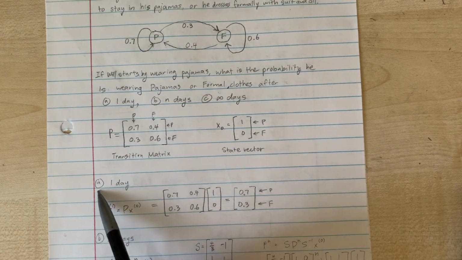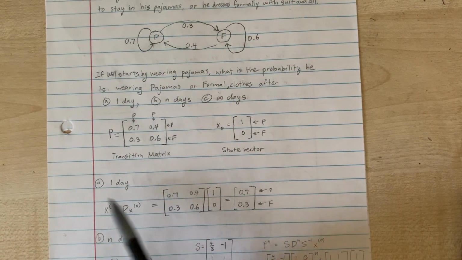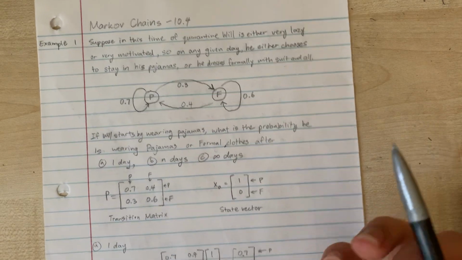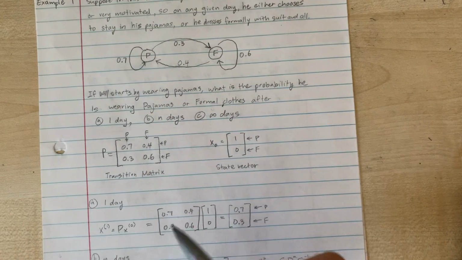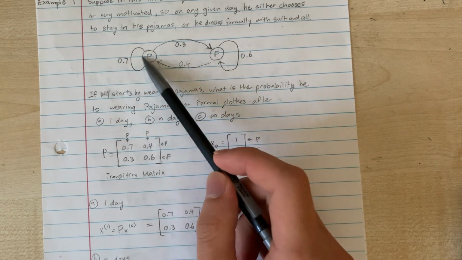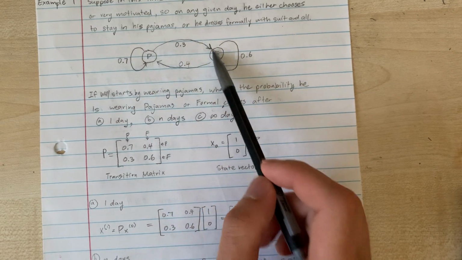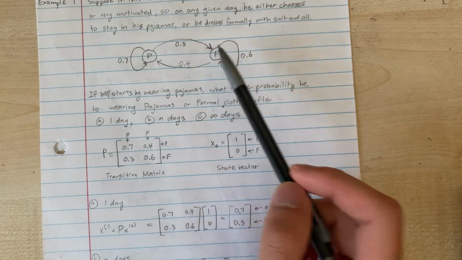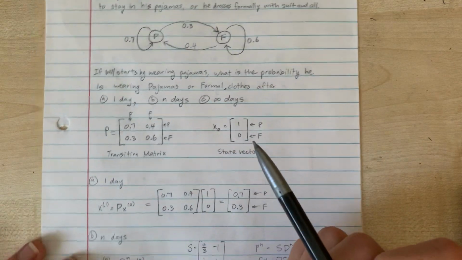So for step A, after 1 day. Intuitively, we can see that, according to our graph, if we start at pajamas, then the next day there's a 70% chance that we'll end up at pajamas and a 30% chance that we'll end up at formal. But what's a more formal way to think about this?